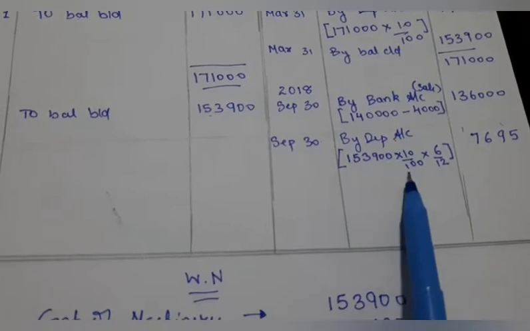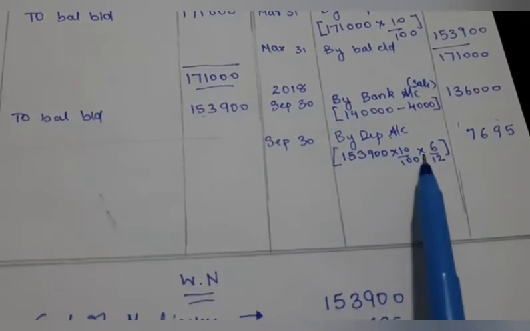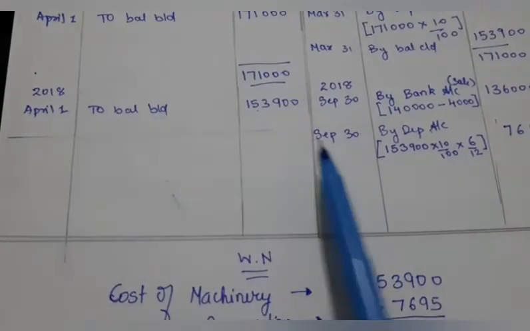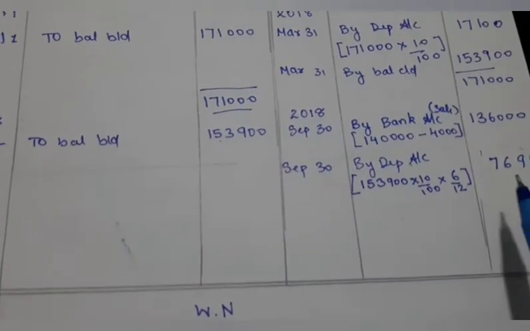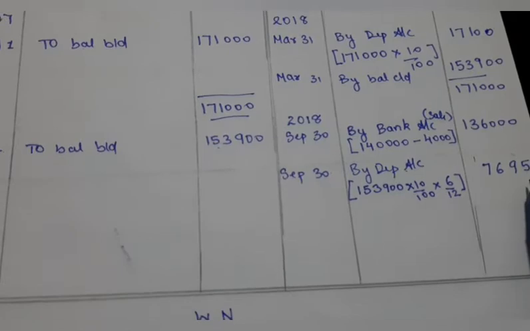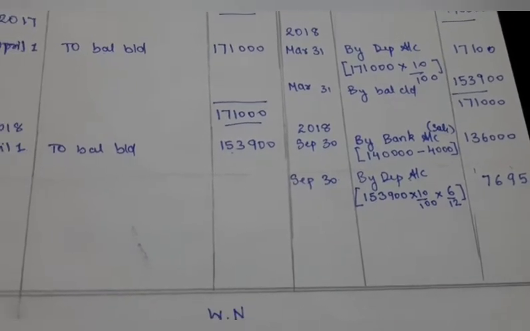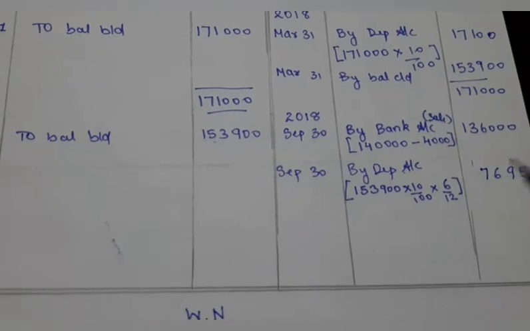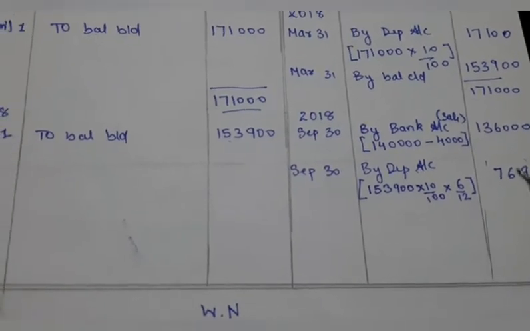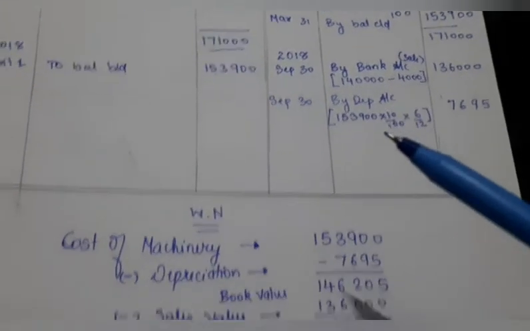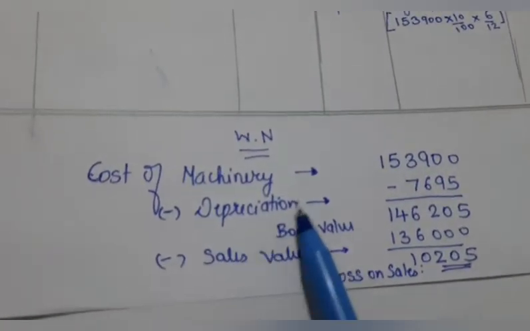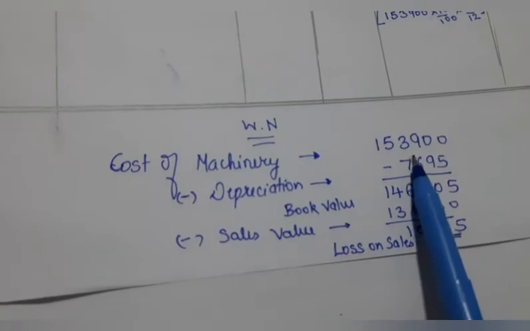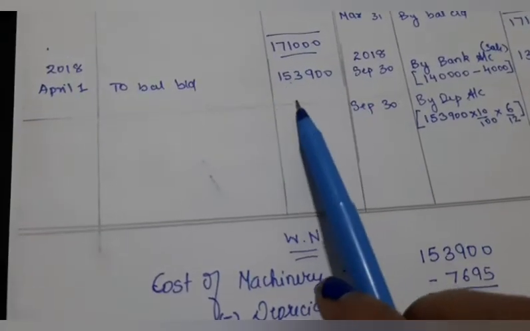So here also, 1,53,900 into 10% into 6 by 12. Why 6 by 12? Because we are using this machinery for 6 months. So you got 7,695. Now what next? When we sell a machinery, is it a profit or loss on that machinery? For that a small working note is required. You can see the cost of the machinery which we are going to sell is 1,53,900.